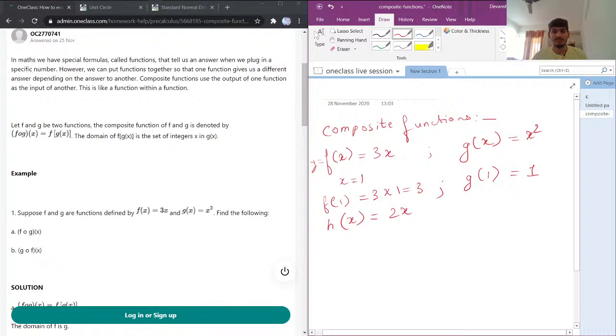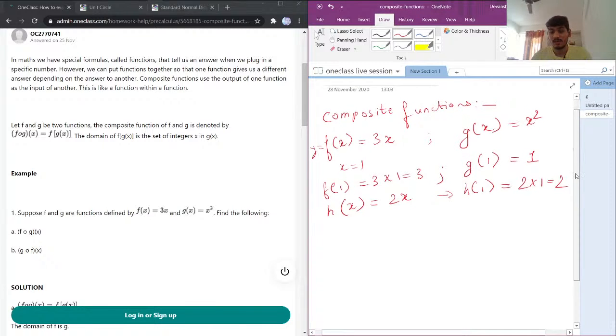So as you have seen, when I put x equals 1, I get f of 1, which is 3, and g of 1, which is 1. And let's write this also: h of 1 will be 2 into 1, that is 2. So if I can put a number in the input of the function as x, I can also put a function as the input.